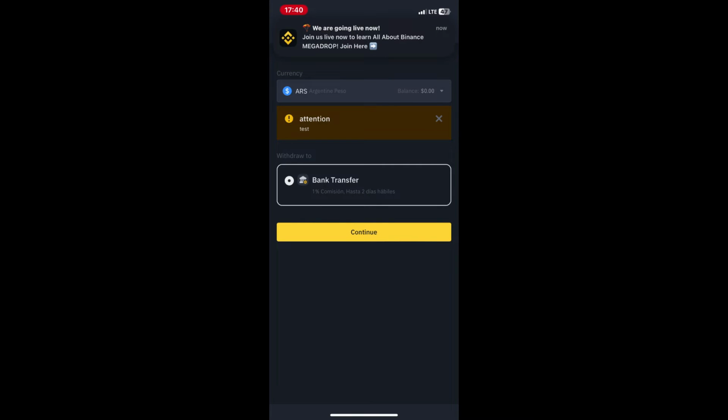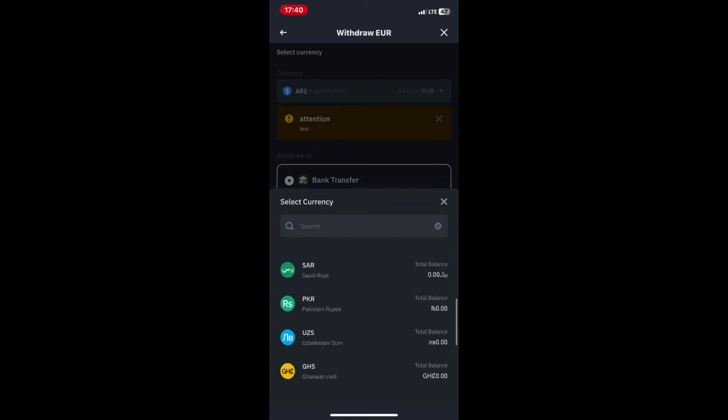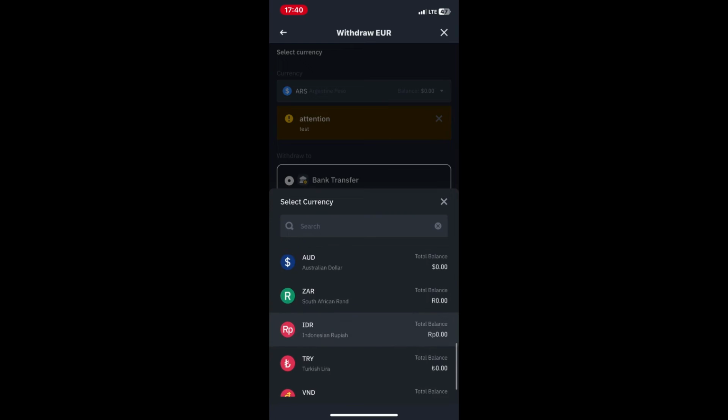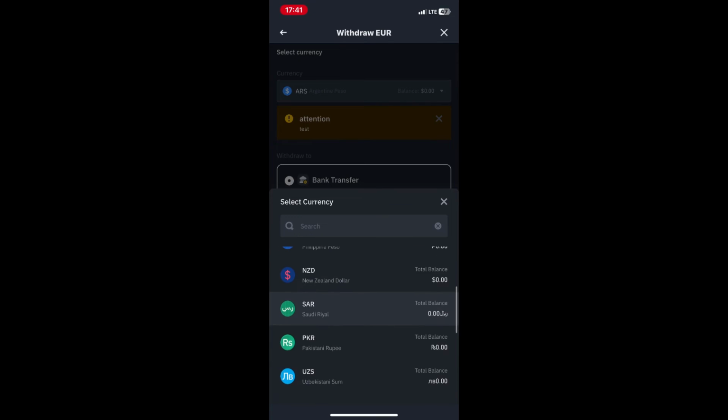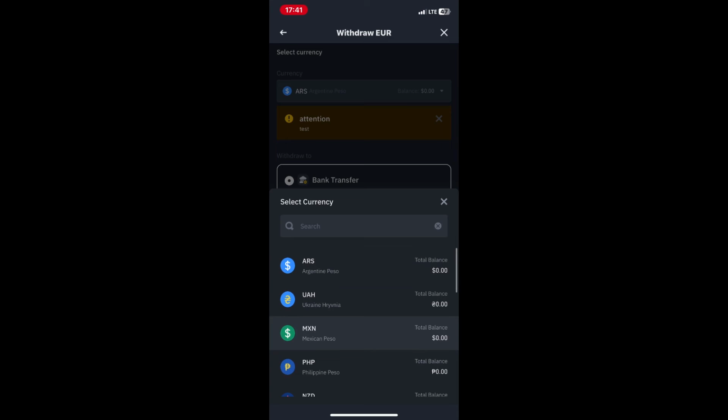Depending on Binance's withdrawal process, you may need to verify the withdrawal via email or two-factor authentication. Follow the instructions provided to complete the verification. After confirming the withdrawal, wait for Binance to process the transaction. The processing time may vary depending on factors such as network congestion and verification requirements.